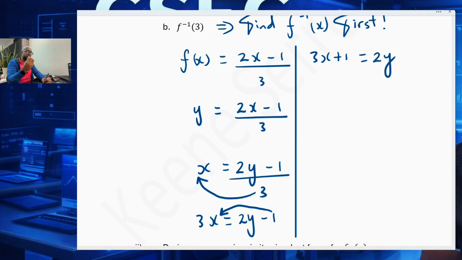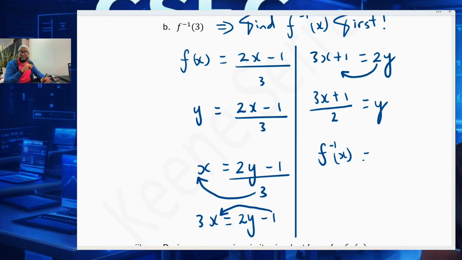I need to make y the subject, meaning I need y on one side of the equal sign by itself. So the last thing I'm going to move here would be the 2. When I move the 2 to the left, it goes all over 2, equal to y. My last step is to express f negative 1 of x as the answer I got for y. So this will be equal to 3x plus 1 all over 2. That is the inverse of my function f of x.